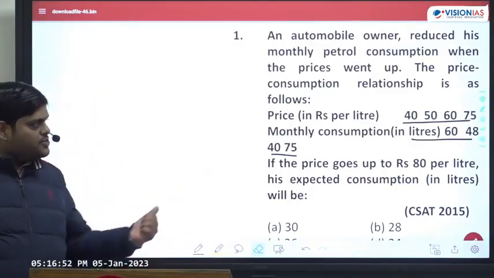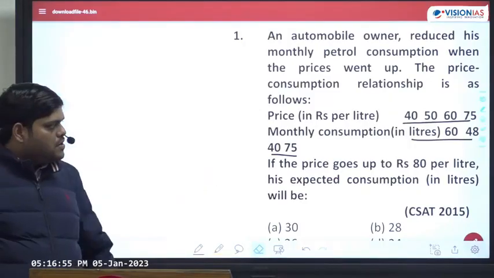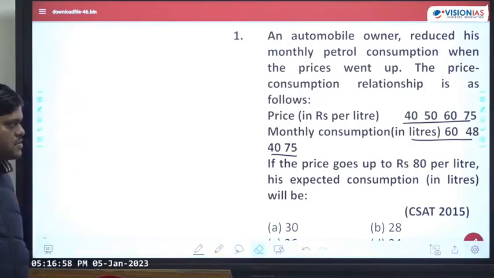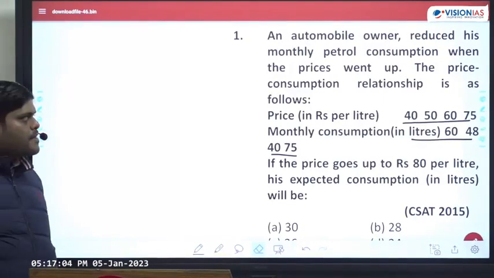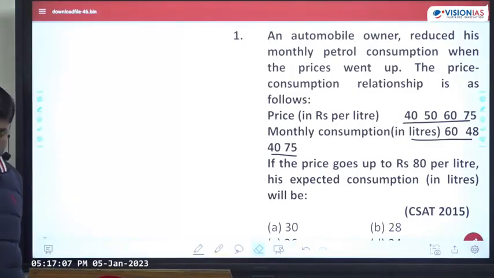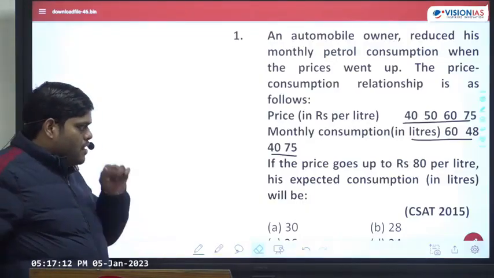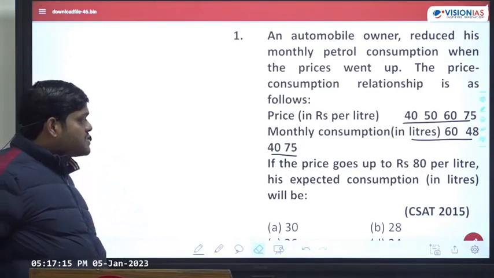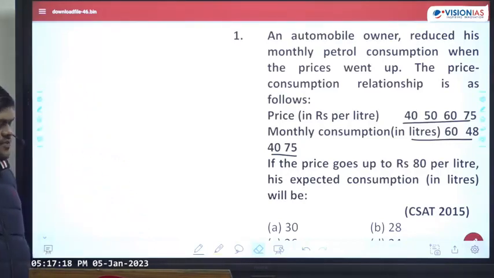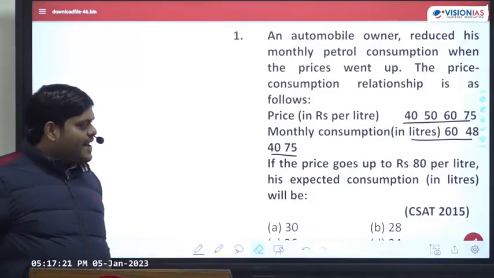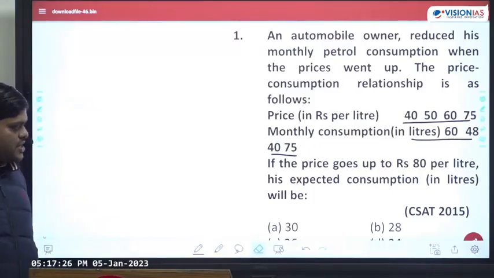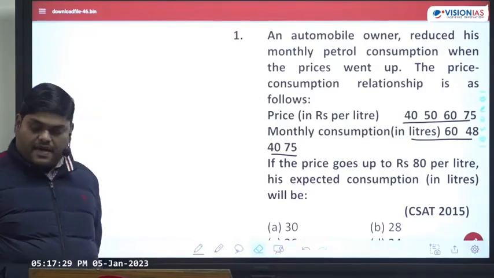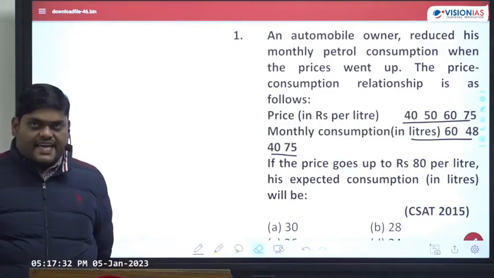So, can you answer this question? Price is given, consumption is given, monthly consumption is given: 60, 48, 40 and 75, and the expected price goes up to 80 per liter. His expected consumption will be... okay, one answer I'm getting as 30.